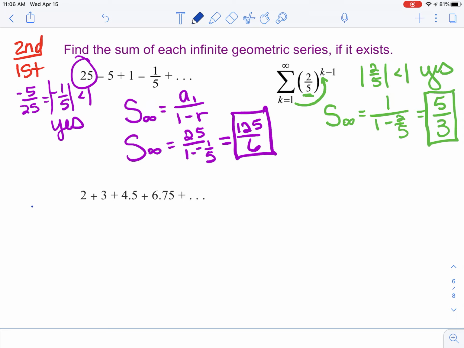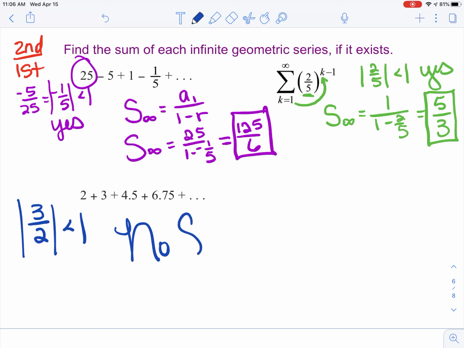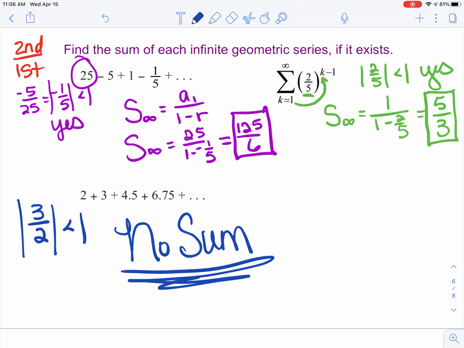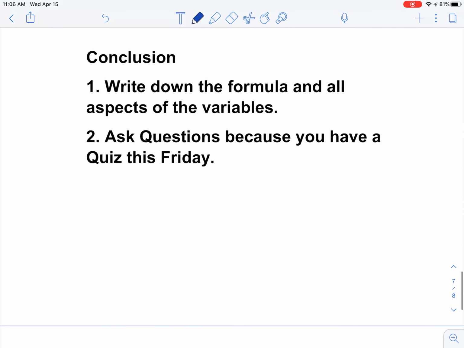Okay, last but not least, we take the second divided by the first. Is the absolute value of that less than 1? Your answer is no. So you're not going to have any sum. No sum is going to be your answer. Remember, the absolute value of your ratio always has to be less than 1.